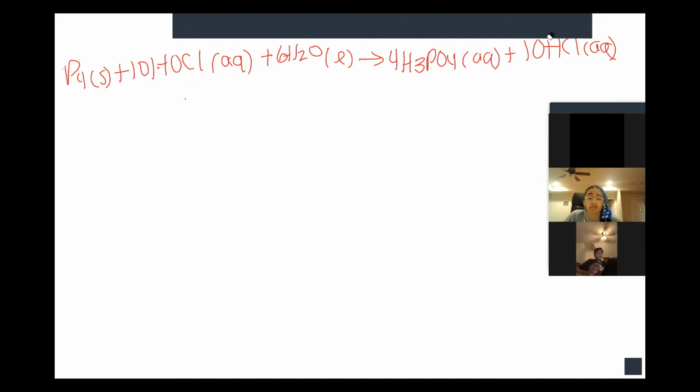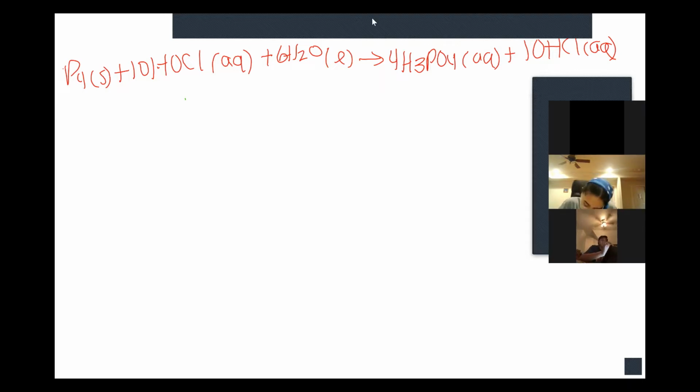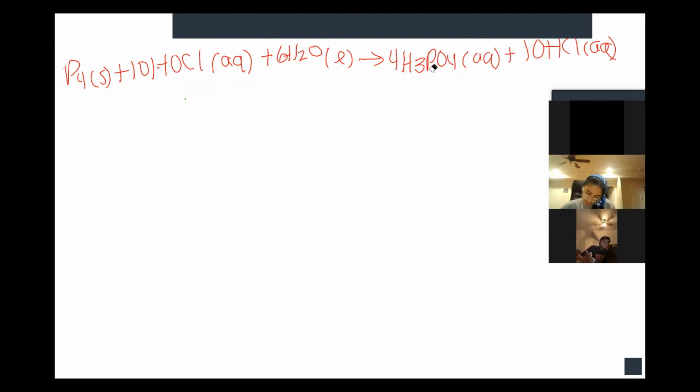Okay, today we're gonna go over Unit 4 AP Stoichiometry, and in this one we have a redox reaction. So we're gonna start off with labeling the charges of each of these elements. So P4 is 0, right? And then hydrogen is +1, oxygen is -2.